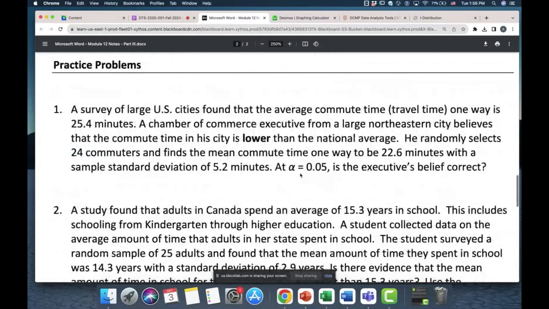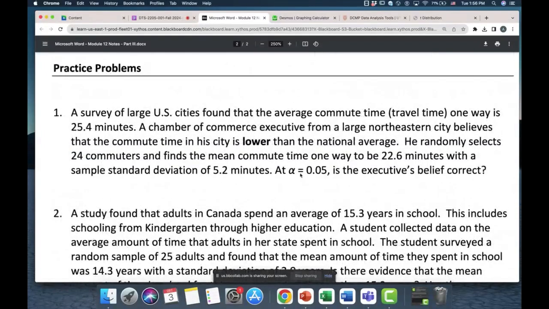So question 1 says, a survey of large U.S. cities found that the average commute time, travel time one way, is 25.4 minutes. A Chamber of Commerce executive from a large northeastern city believes that the commute time in his city is lower than the national average. So these two statements are what we're going to use to get our hypotheses. First, what is the claim? The claim is that the mean commute time in this northeastern city is lower than the national average.